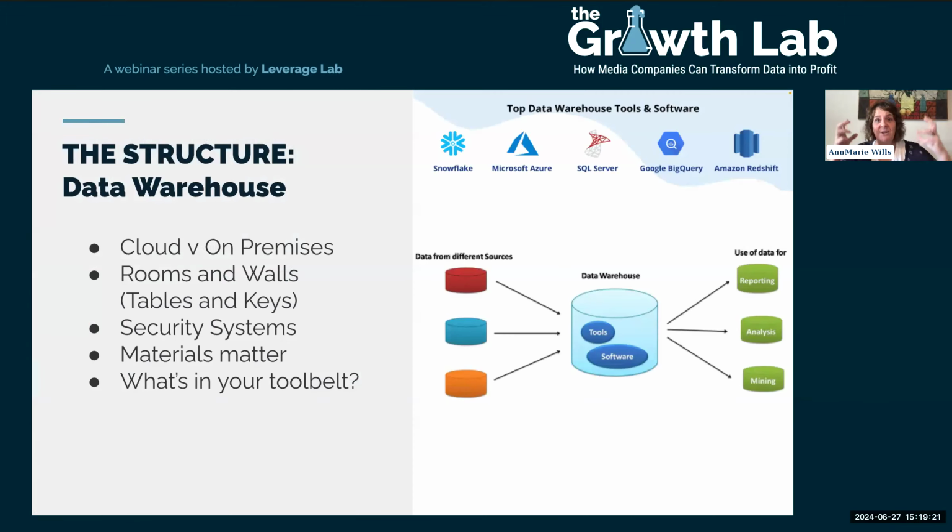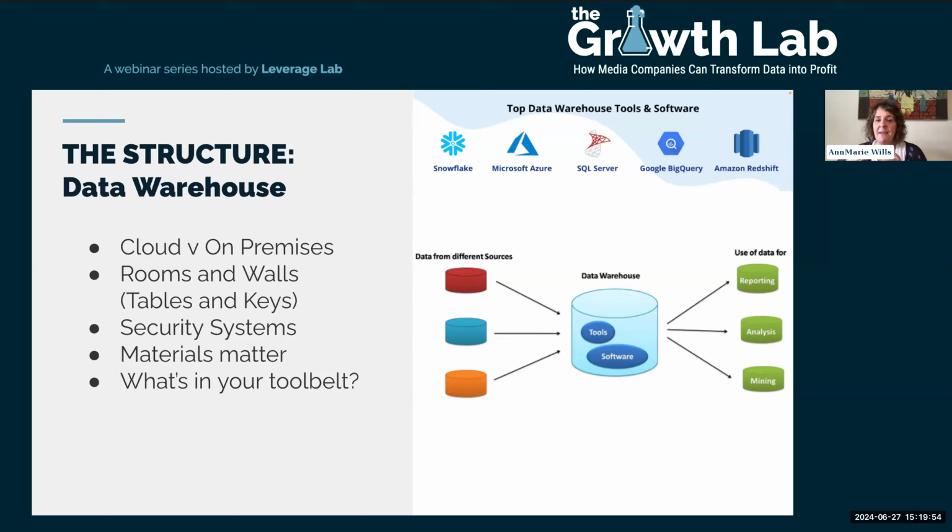When we think about the structure, the data warehouse, this little diagram on the right tells the story in a simple way. We're essentially taking data from different sources and pulling it into a data warehouse environment where we have tools and software, our tool belt, as it were, to create the structure of that data so that we can then use it for reporting, analytics, data mining, and other exercises like AI.